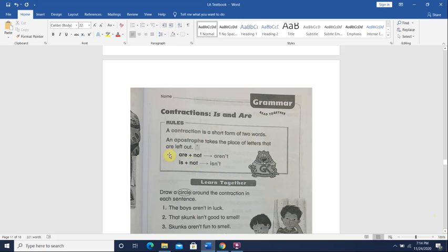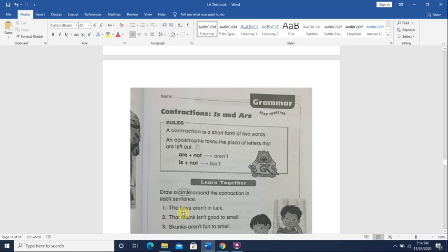Okay? We use aren't when the sentence talks about more than one person, place, or thing, and we use isn't when the sentence is about only one person, place, or thing. Okay, let's find the contraction in each sentence. Draw a circle around the contraction in each sentence. We will find the contraction and make a circle around it.